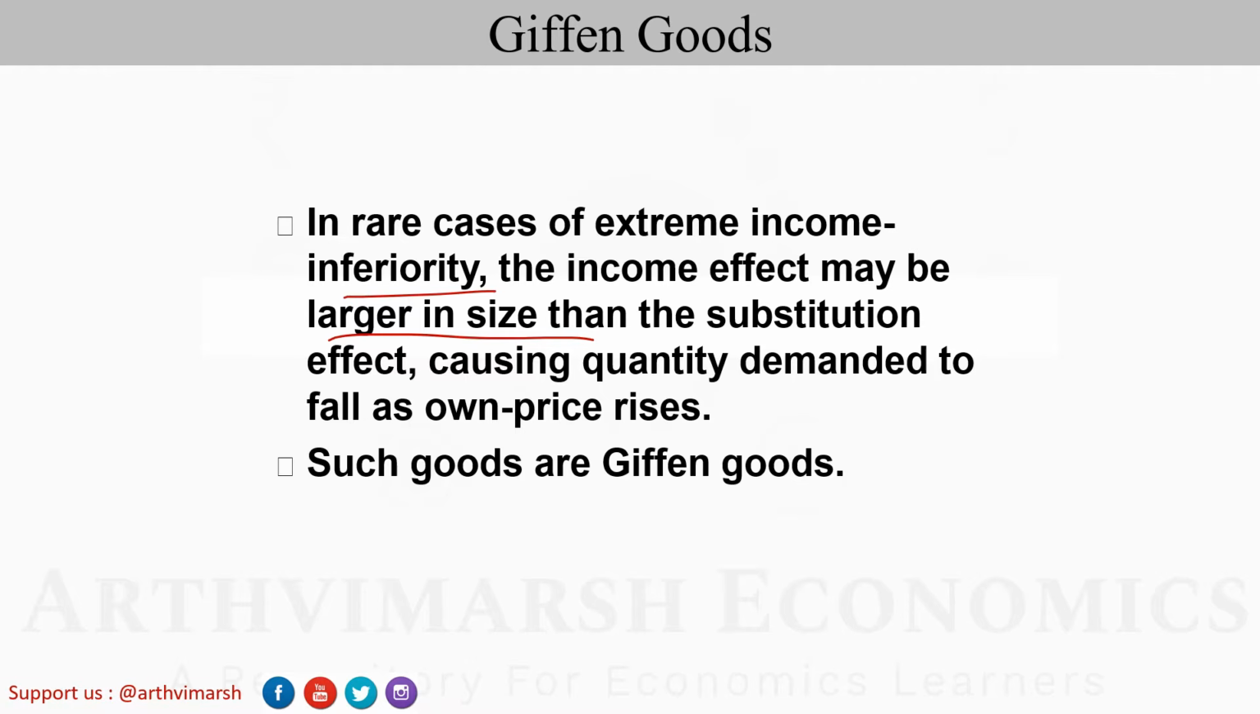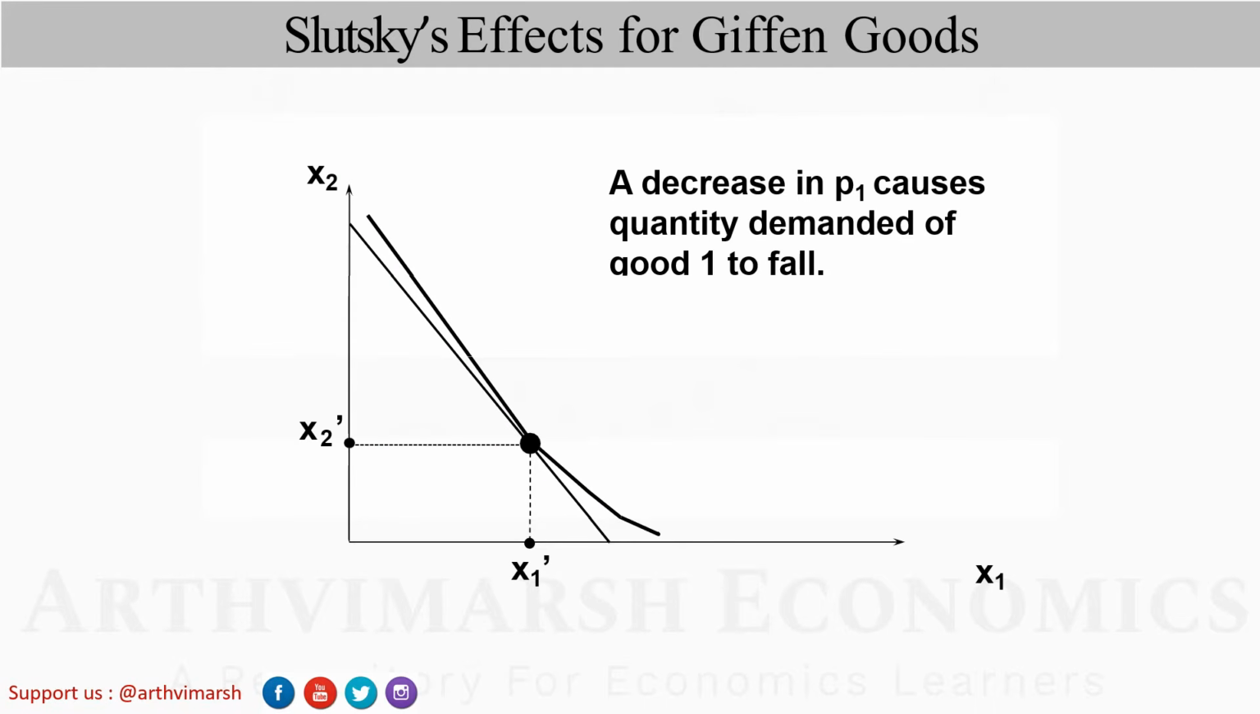Like own price, what do we mean by that? That is the price of X1, if it keeps on increasing, then the demand of X1 is also going to fall. So such goods are called Giffen goods. Now what happens in that case?